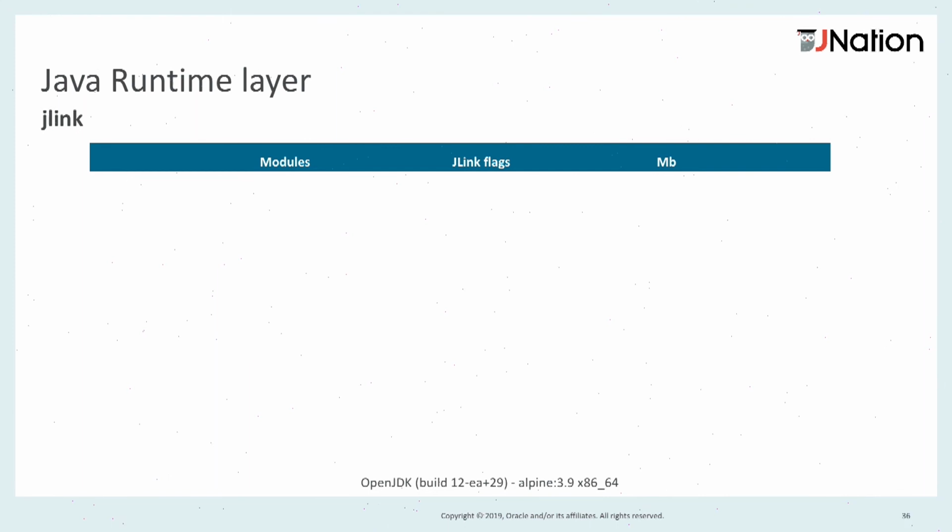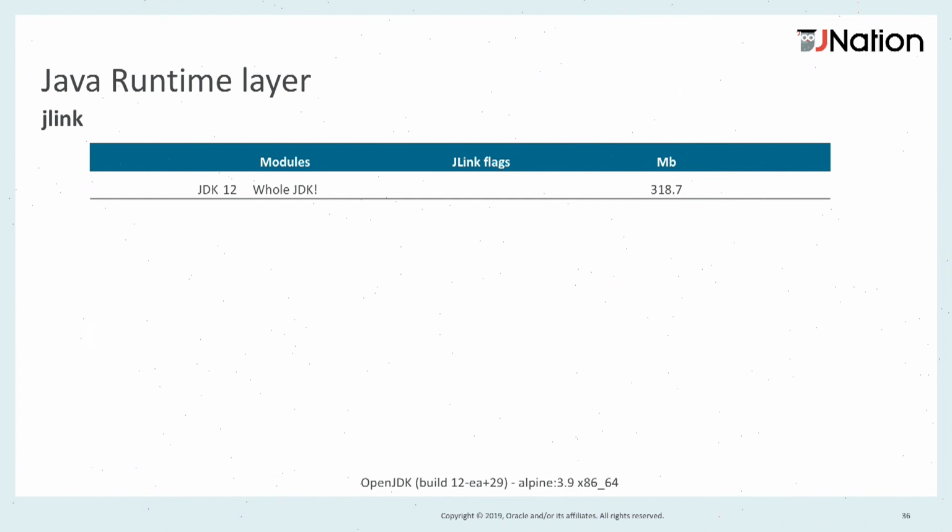Now, at the Java runtime layer, there are things that we can do for sure. So we can use the modularity that has been introduced in the platform in Java SE 9, and more specifically, we can leverage JLink. So JLink gives us the ability to basically create a custom Java runtime that will only use the modules that are needed by our code. So to give you some idea on the benefit that we can get.